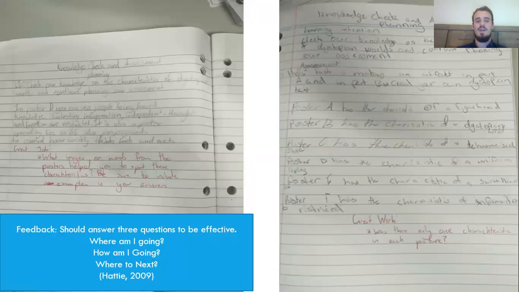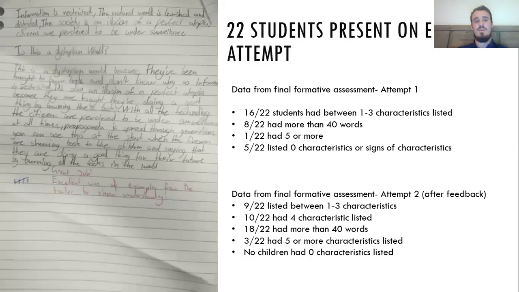So feedback should answer 3 questions to be effective. Where am I going? How am I going? And where to next? And this is something I struggled with during my prac and aimed to improve. So this knowledge check and assessment plan in lesson, I had 5 posters on the board that students had to respond to. So as you can see on the left, they've chosen to just respond to 1, whereas on the right, they've picked 1 characteristic from each. So my feedback here is lacking and does not meet the 3 criterion. So I've tried to improve on that throughout my prac.